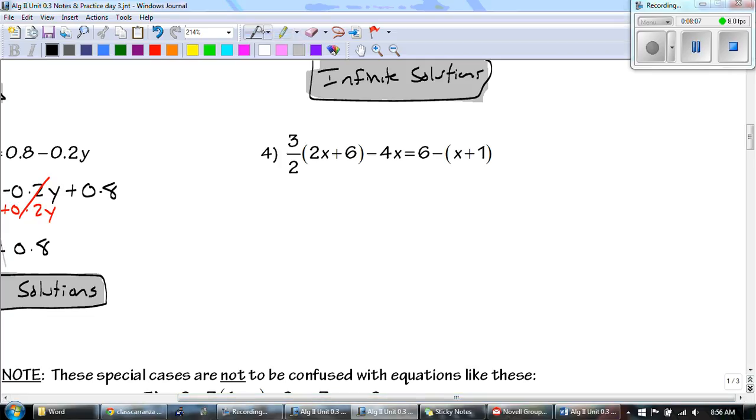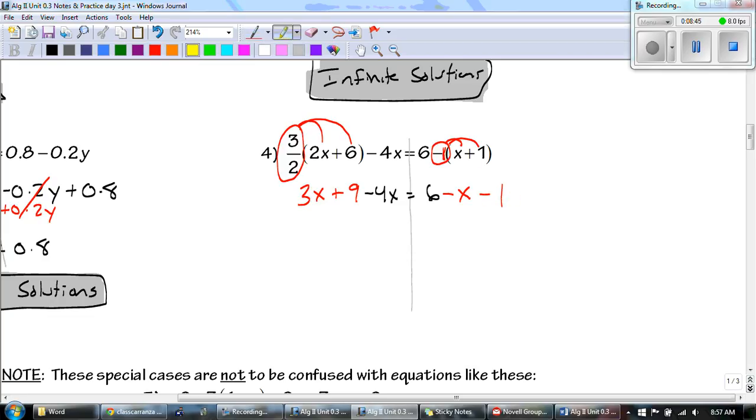Okay, don't freak out, guys. We can do this. We need to distribute the 3 over 2. 3 times 2 is 6. 6 divided by 2 is 3x. 3 times 6 is 18. 18 divided by 2 is 9. And just remember that when there's a subtraction sign in front of parentheses, we have to distribute a negative 1, which turns out to negative x minus 1.